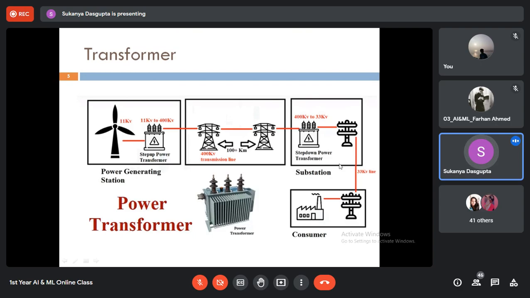This substation block contains step down power transformer, which is actually used to step down the high voltage like 400 kV to 33 kV, which can be easily supplied to the consumer end. The consumer can be an industry, or it can be any other type of applications. So all these are power transformers.